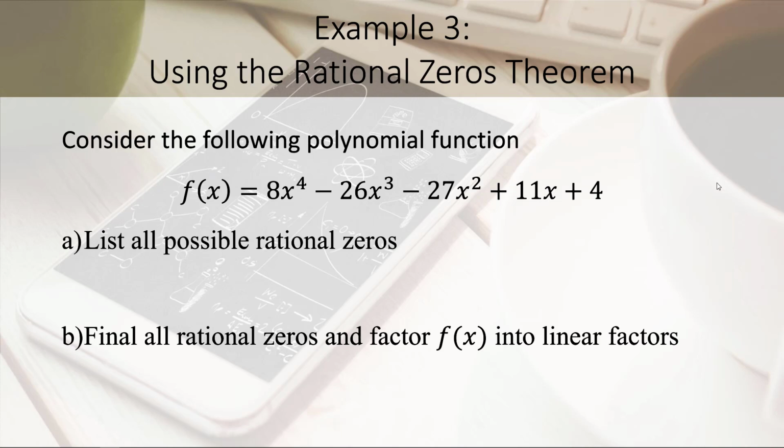Here we have the following polynomial function. It is 8x to the fourth minus 26x cubed. Well, you can read it. It's right there. So the leading coefficient here is 8. The factors of 8 are plus or minus 1, plus or minus 8, because 1 times 8 is 8, or negative 1 times negative 8 is 8. And then there's plus or minus 2 and plus or minus 4. These right here are our candidates for q. Now our constant term is 4, and the factors of 4 are plus or minus 1 and plus or minus 4, and then there is plus or minus 2.